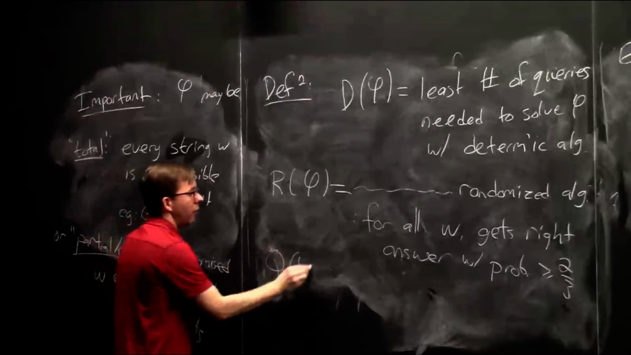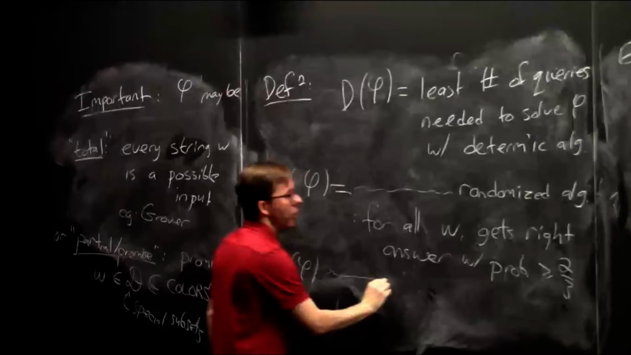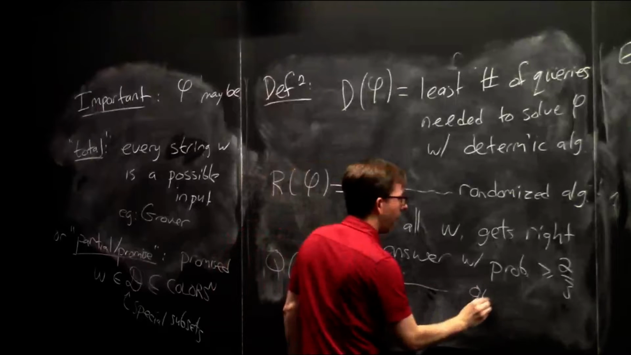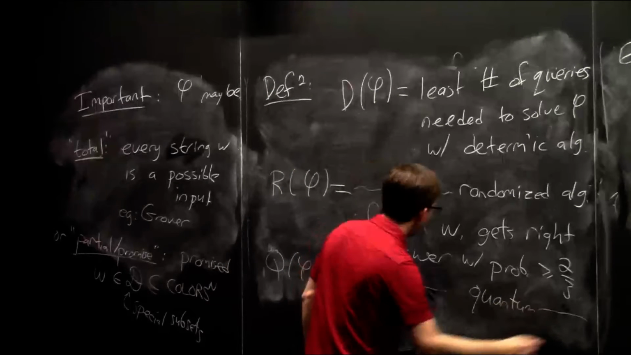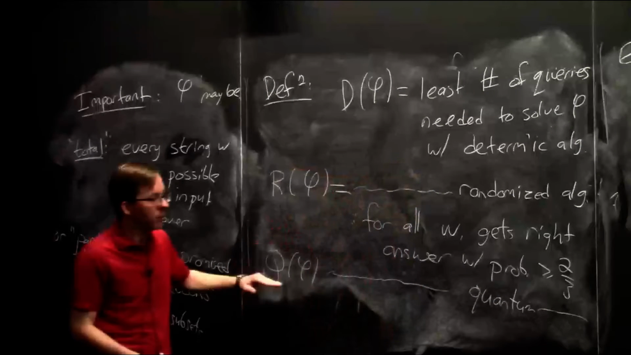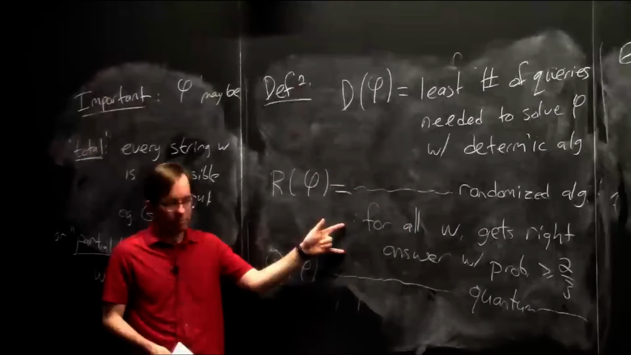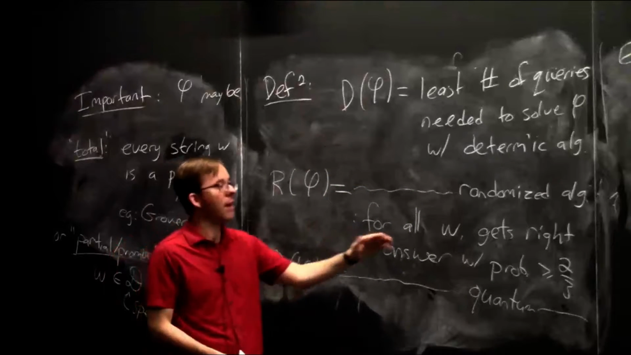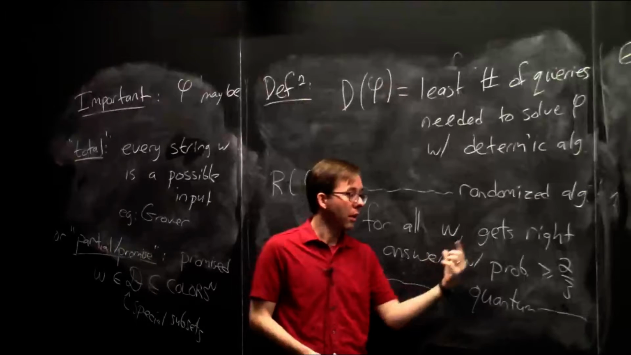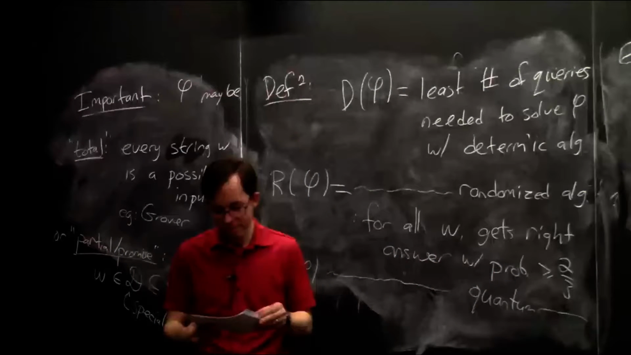And finally, Q of phi is the same thing, but with a quantum algorithm. And again, quantum algorithms are, of course, inherently randomized, so they have the same issue. They should have the property that for every unknown input W, they output the right answer with probability at least 2/3.